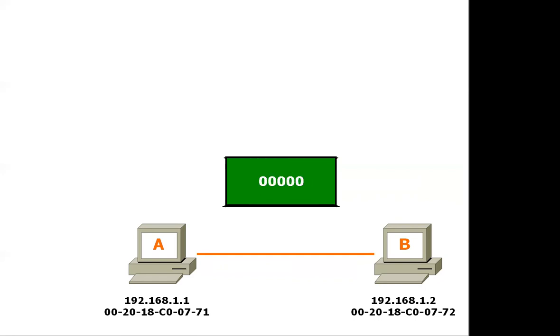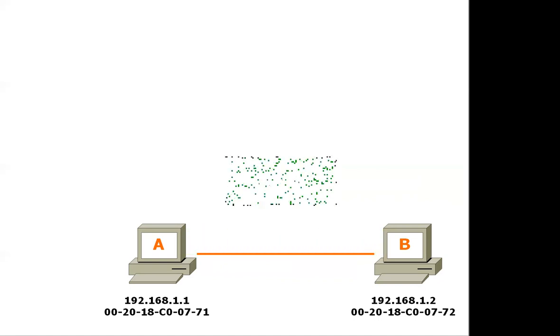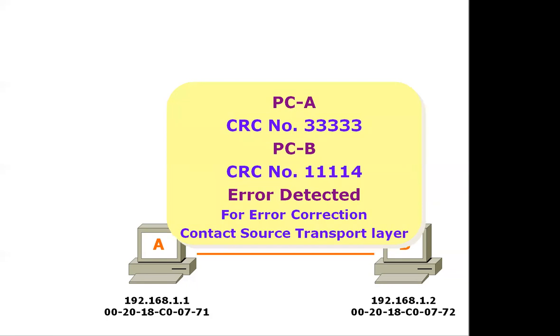It will add one number to the frame, like A adds one number on its frame, and after that it is sent to B. If the number is matched on PC B, then the packet has reached fine. If the number is not matched, then an error is detected. It shows that PC A's CRC number is this and PC B's CRC number is this. That's why the error is detected.